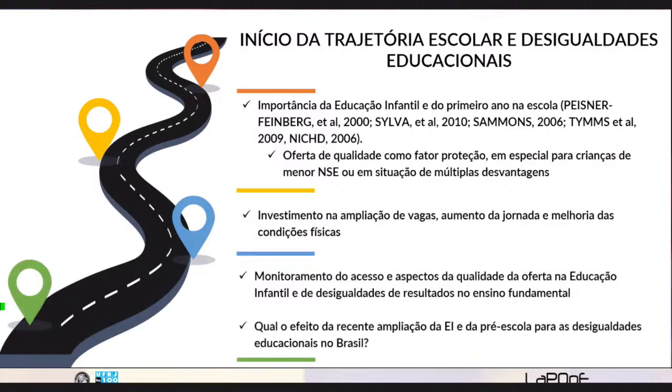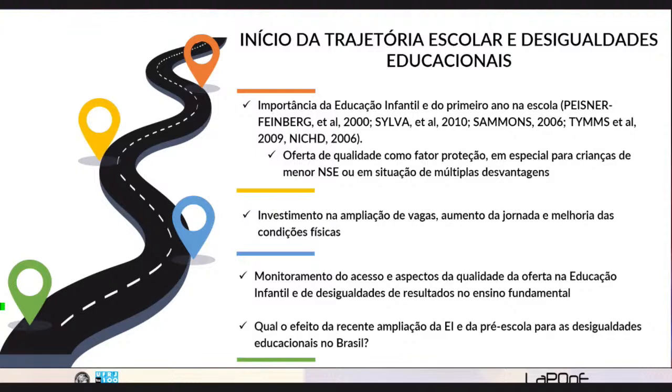Now, do we have tools to monitor access? We know that access for children from 0 to 3 years of age is very difficult, not so much for older children because coverage is universal in that age group, but we have tools to monitor some of those aspects. We also have tools to monitor the physical aspects of ECEC here in Brazil, but we don't have measures looking at inequalities in development here in Brazil.